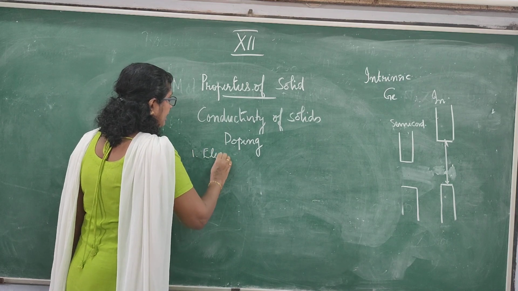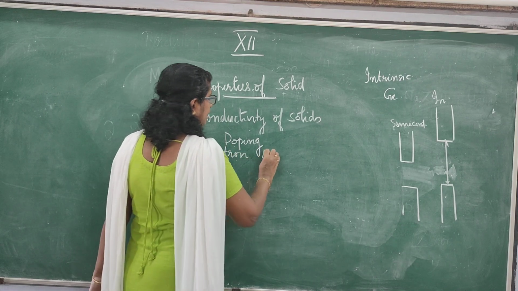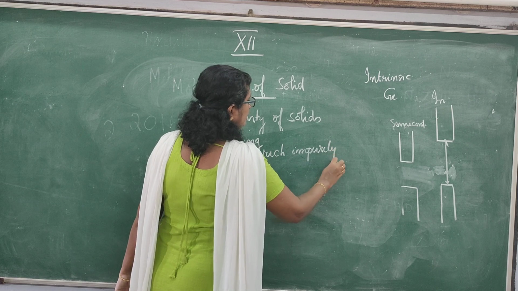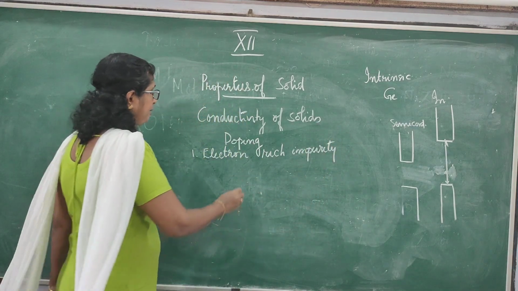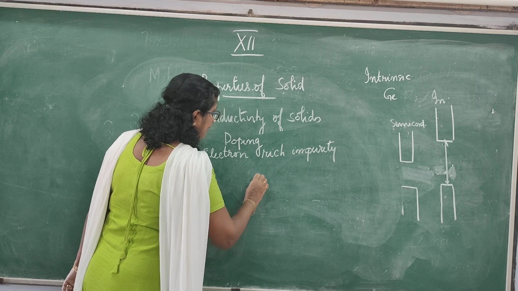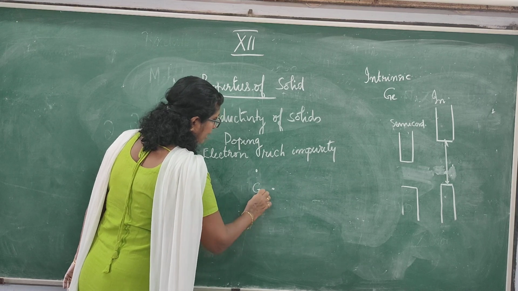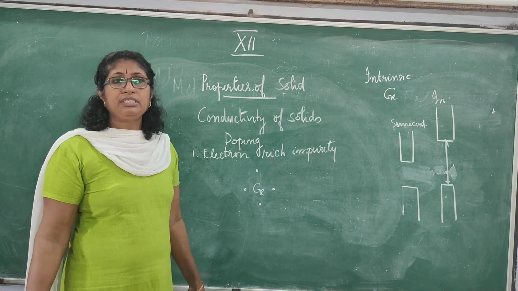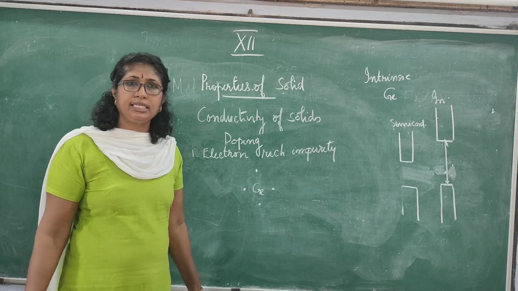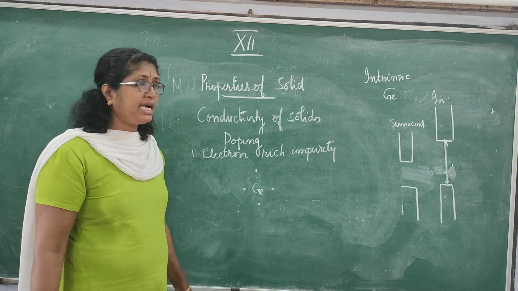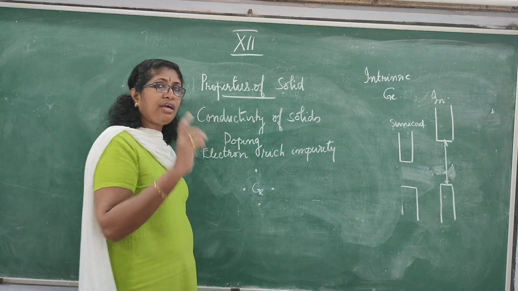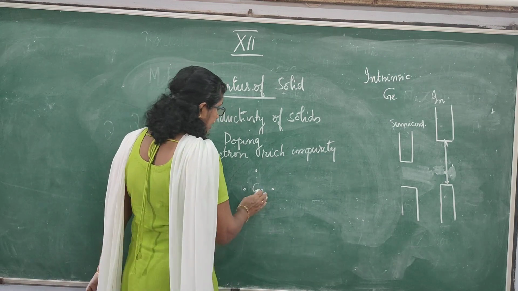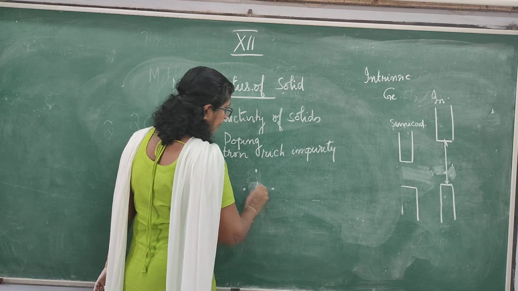If you add an electron rich impurity, then what happens? For example, germanium has 4 valence electrons. You are adding a 15th group element. Which are the 15th group elements? Nitrogen, phosphorus, arsenic, antimony, etc. Suppose you are adding arsenic. Arsenic has 5 valence electrons. Then what will arsenic do? It will come and take the place of germanium.